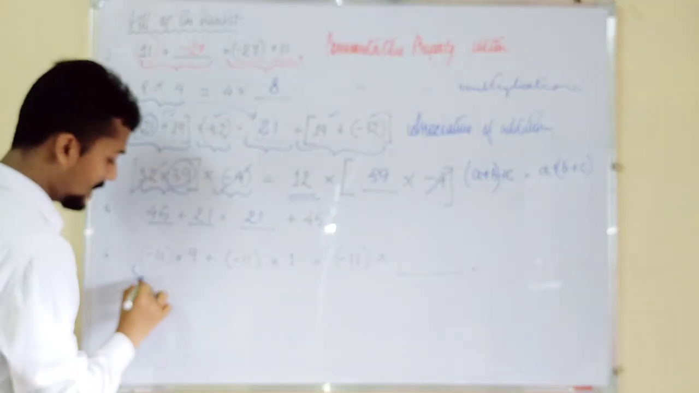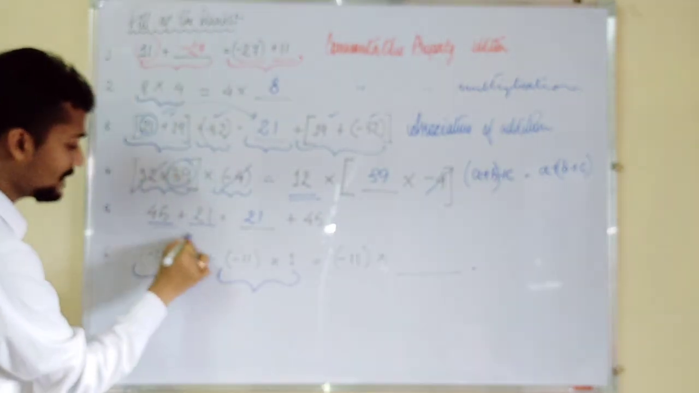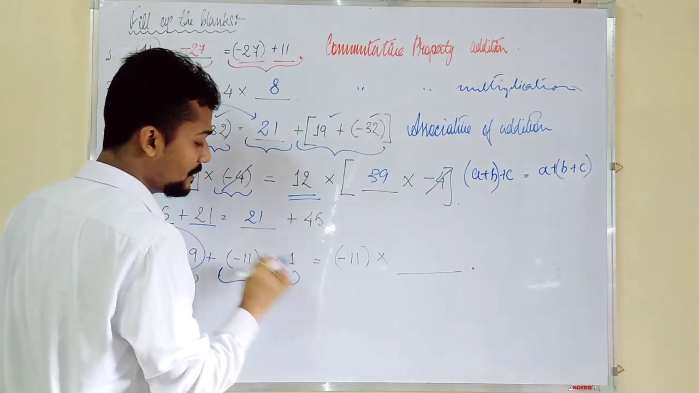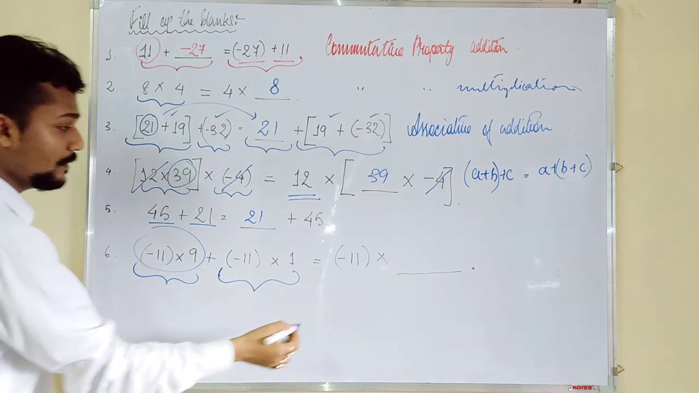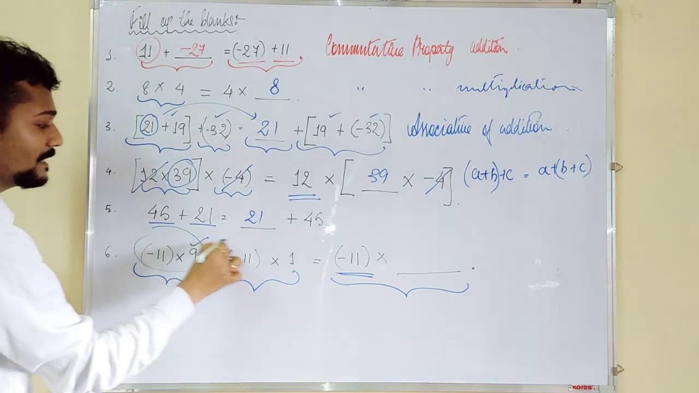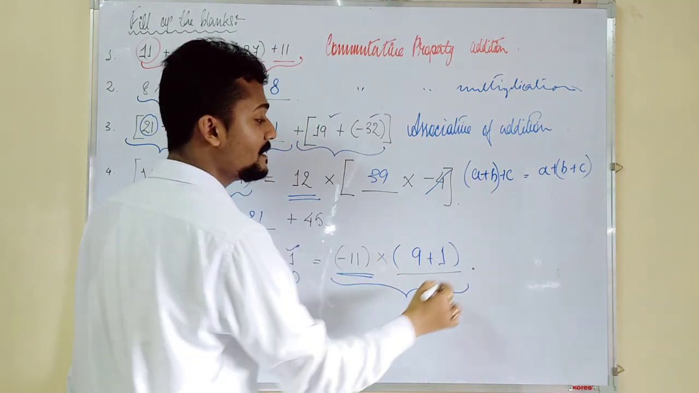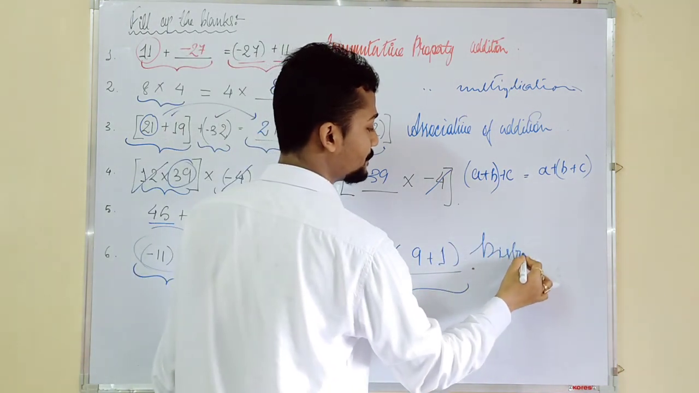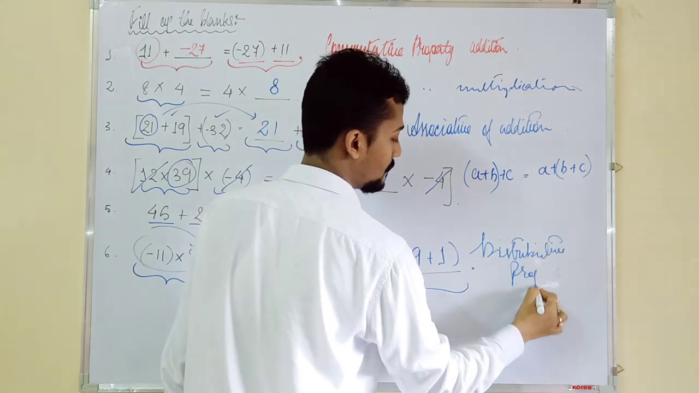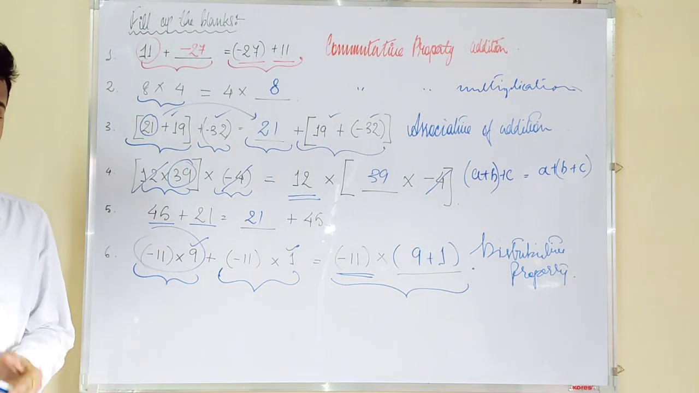Next question, see. 11 plus 9, and minus 11 plus 9. Extremely sorry. Minus 11 into 9 plus minus 11 into 1. So here we see that in this particular part 11 is taken common. Then what is left? 9 and 1. So here it will be 9 plus 1. This is by the distributive property.